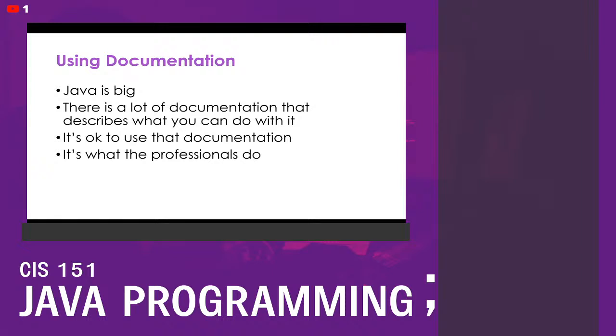Because when you look at Java, Java is a big language. And so you need to have kind of the instruction manual if you're going to be using something that big, because there's going to be parts of the language that you might never use or you might only use on a rare occasion. And so this documentation gives you that ability to go look it up and see how you use it. And it's completely okay.